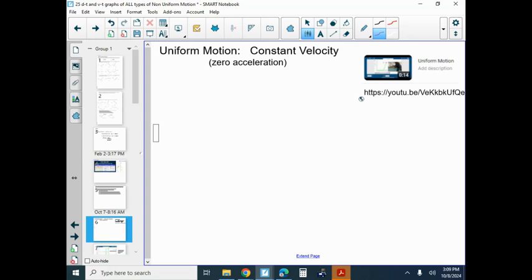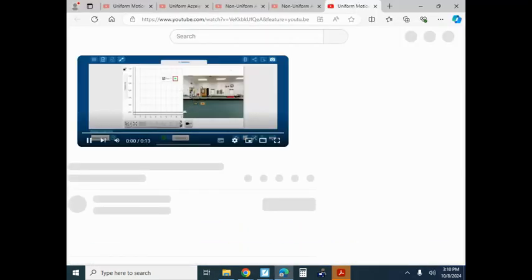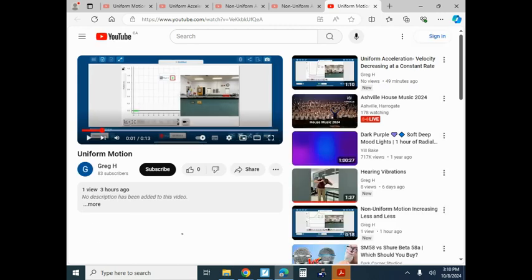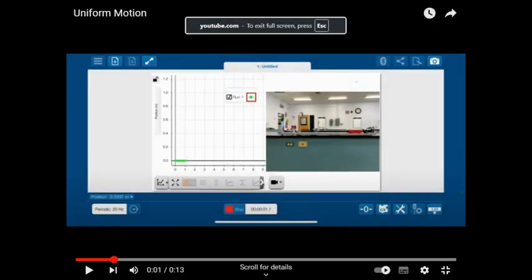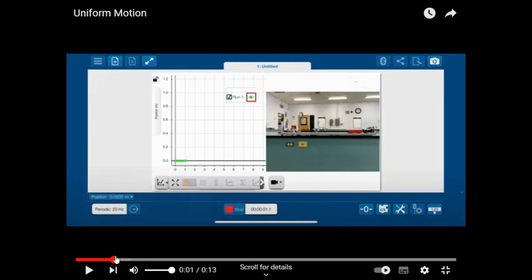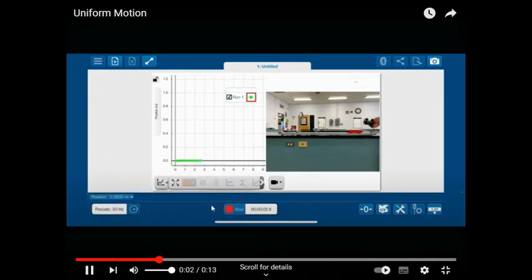So the first one, uniform motion with constant velocity. This is the video for that one. Here I've got a pen in my hand instead of a pointer. Here we go. Just get that full screen here. All right, so the video is playing, I think. There we go. Now it is.